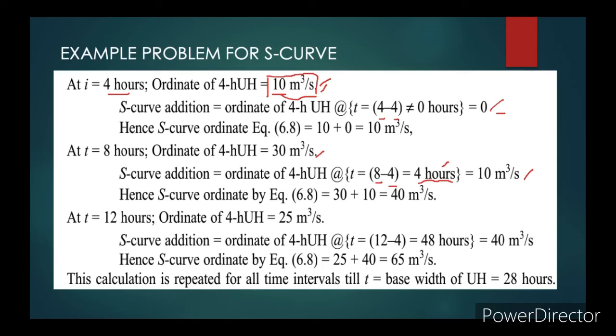So to get the S-curve ordinate, use equation 6.8. The value in column 2 is 30, plus this given 10, so the S-curve addition we get is 40 meter cube per second at 8 hours. The same procedure applies for the rest. And this calculation is repeated for all time intervals until t is equal to the base width of the unit hydrograph, which is 28 hours.